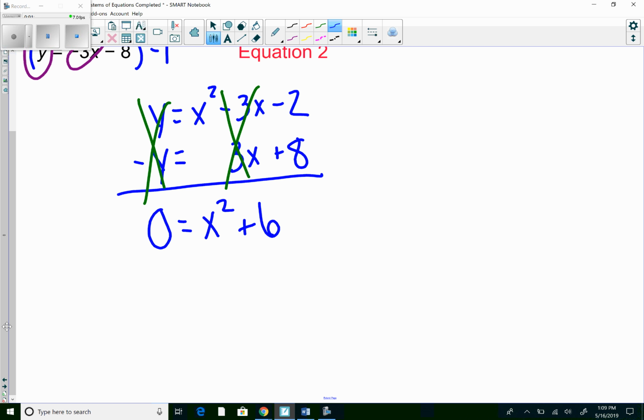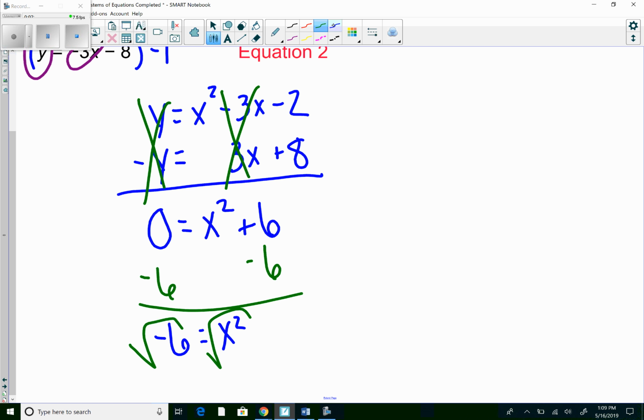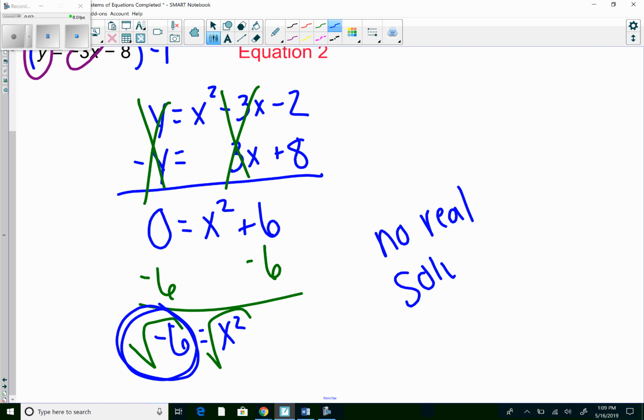So right now we're in a really good spot where we can solve using square roots. Let's get this 6 over on the other side. So now you've got -6 equals x squared, and remember we want to take the square root of both sides. But here's the issue: we cannot take the square root of a negative number. If you try it in your calculator, it's not going to work. So for this particular problem, we have no real solutions. And that's just the way it goes.